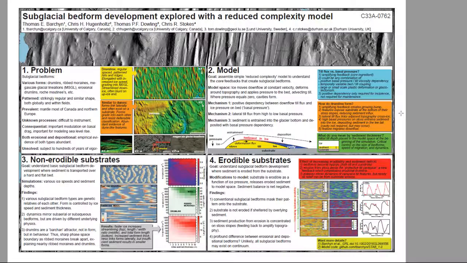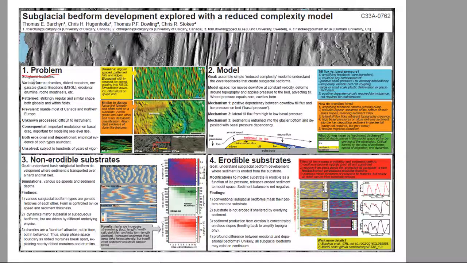Hey, it's Tom here. I'm going to give a quick overview of this AGU poster and hopefully explain some of the more complicated parts of the poster to you. So, the problem, let's start over here, box number 1.